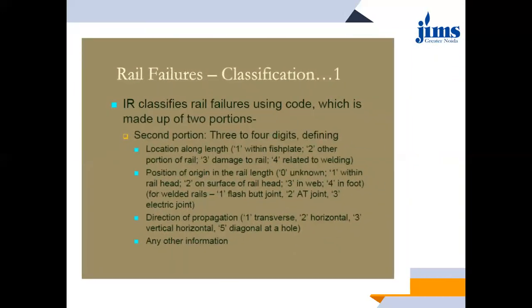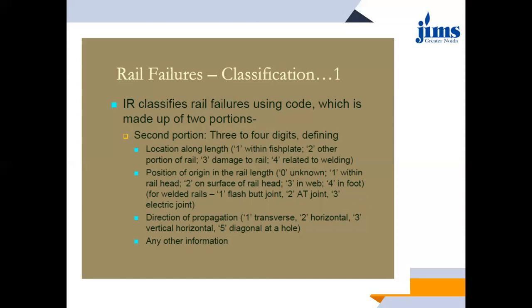Then comes the second portion. The second portion is made up of 3 to 4 digits, which define the location along the length, then the position of origin in the rail length, then the direction of propagation of the failure, and lastly any other information which is required. This is the fourth denomination which is used.